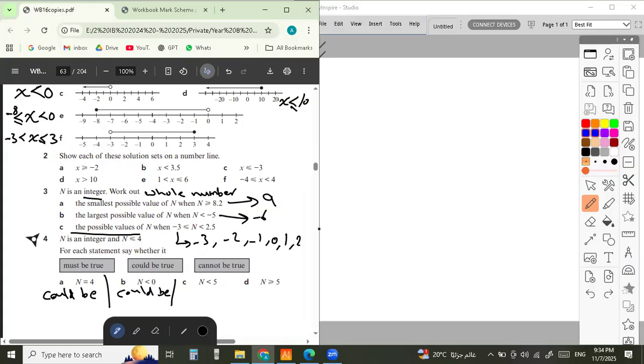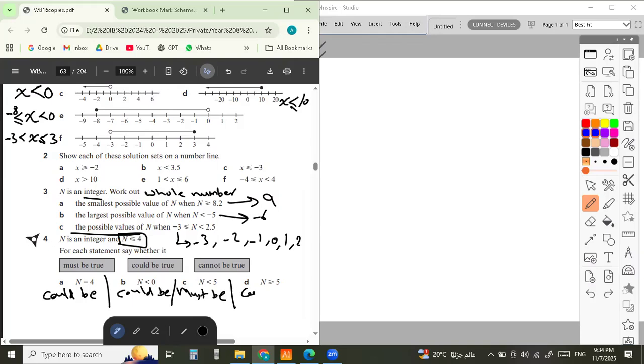N is less than 5. Must be true. Why? Because anything that is less than 5, they said n is an integer. Integer means a whole number. What is the first whole number that is less than 5? It's 4, and 4 is included. And 3 and 2 and -1. Any whole number that is less than 5 is going to be in this set, n is less than or equal to 4. Good.